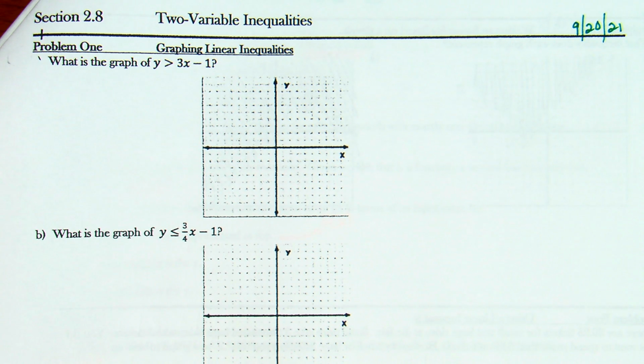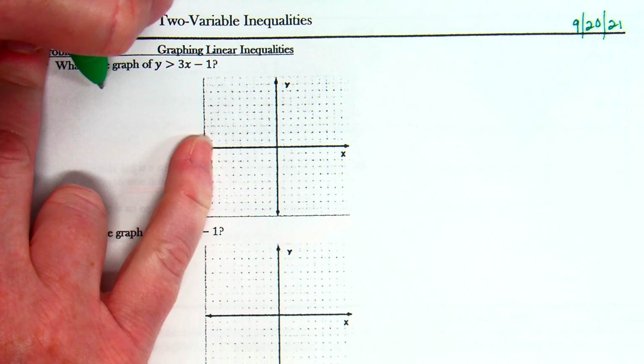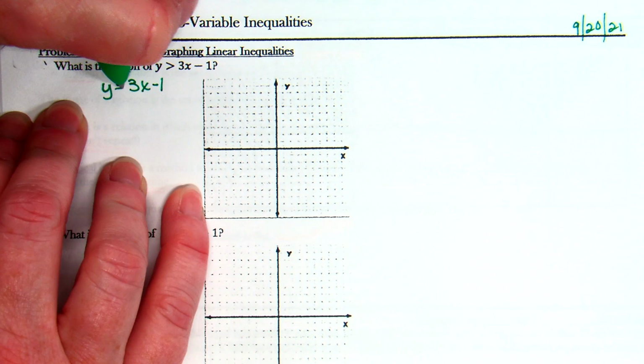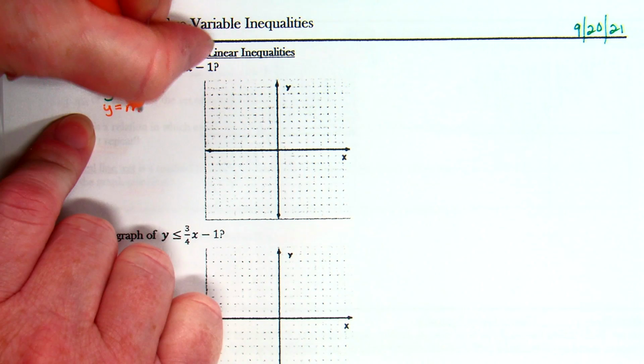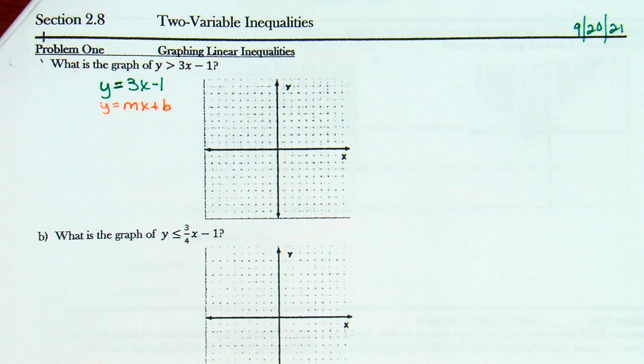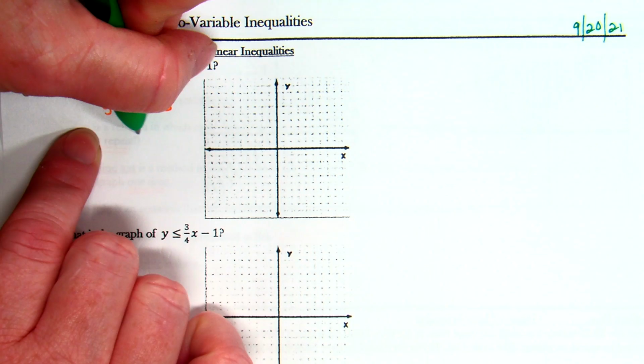First thing I'm going to say, forget the greater than for a moment. How do we graph y equals 3x minus 1? And don't tell me you haven't done this. You get the y-intercept of -1. Y-intercept of -1? Because what form is this? Slope-intercept form, y equals mx plus b. I reviewed it with you this year, right? You've seen this on a quiz already. So we have a y-intercept of -1.